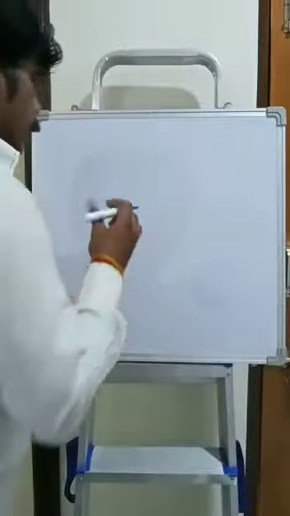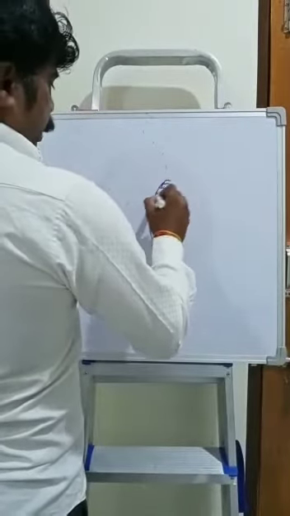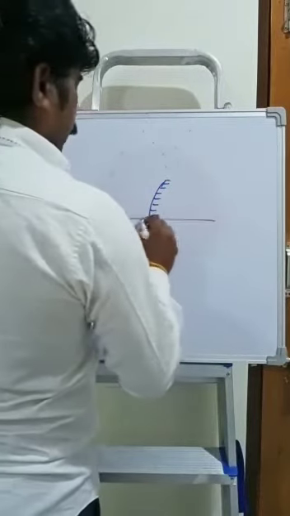If an object is placed at a distance from the convex mirror, what is the characteristic of the image produced by the convex mirror? Let us see today. This is the convex mirror, principal axis.